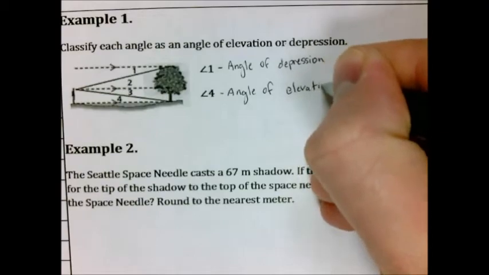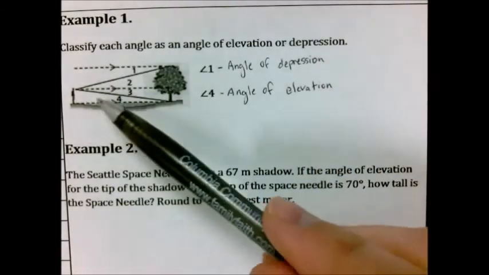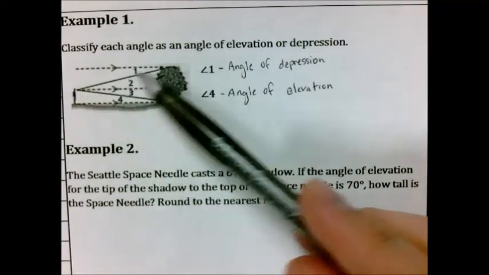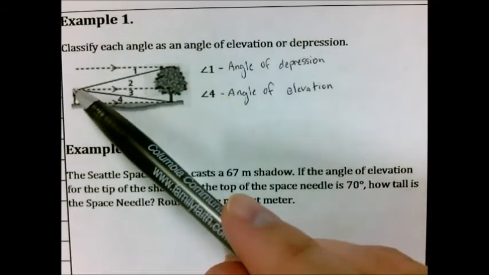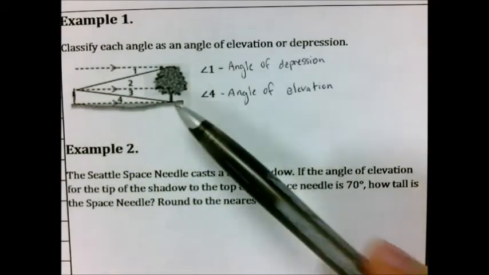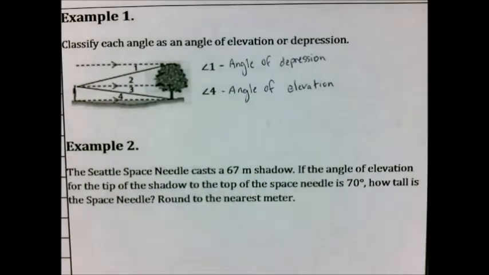We don't need to write these two down, but angle 2 would be an angle of elevation, and angle 3 would be an angle of depression. If you're looking up to the top of the tree, it's an angle of elevation. If you're looking down to the bottom of the tree, it is an angle of depression.